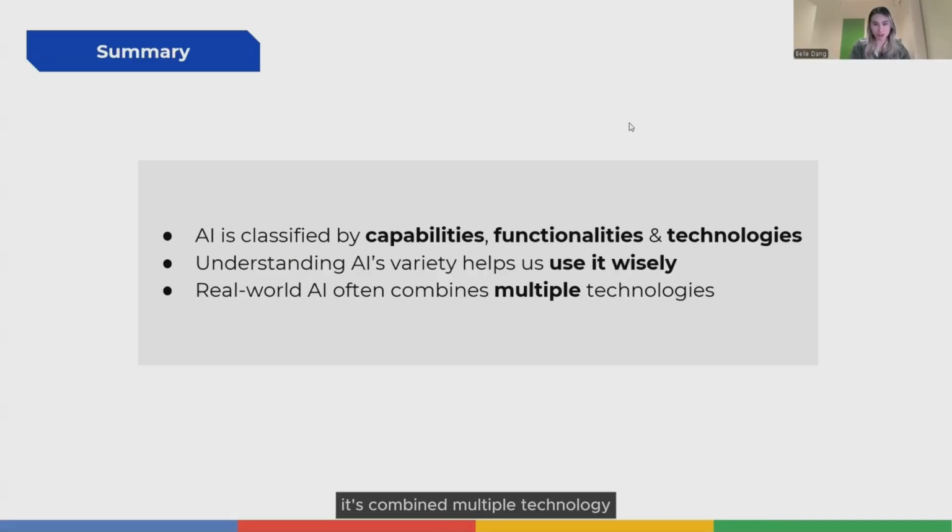Last, we also learned that real-world AI doesn't work in isolation. It combines multiple technologies, whether this is fraud detection in banking, personalized recommendations in retail, or adaptive learning in education. AI solutions often integrate machine learning, natural language processing, computer vision, and expert systems to create a seamless and intelligent experience.